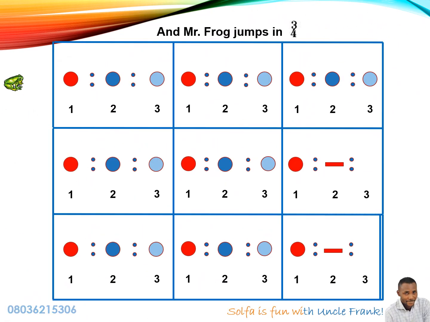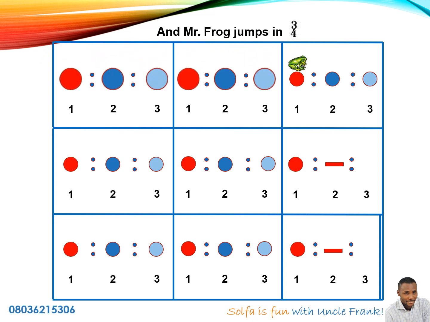In 3/4, it will be 1, 2, 3. 1, 2, 3. 1, 2, 3. So that is how it goes. It's just as simple as that. Now see what Mr. Frog is going to do. 1, 2, 3. 1, 2, 3. 1, 2, 3. And so on and so forth.